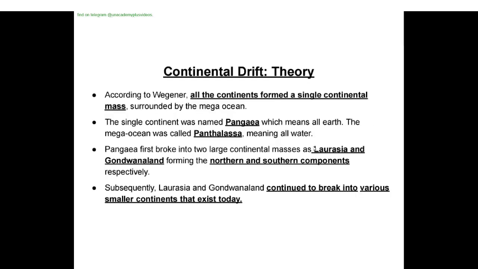Continental drift theory. According to Wegener, all the continents formed a single continental mass surrounded by a mega ocean. The single continent was named Pangaea, which means all earth. The mega ocean was called Panthalassa, meaning all water. Pangaea first broke into two large continental masses, Laurasia and Gondwanaland, forming the northern and southern components, respectively. Subsequently, Laurasia and Gondwanaland continued to break into the various smaller continents that exist today.